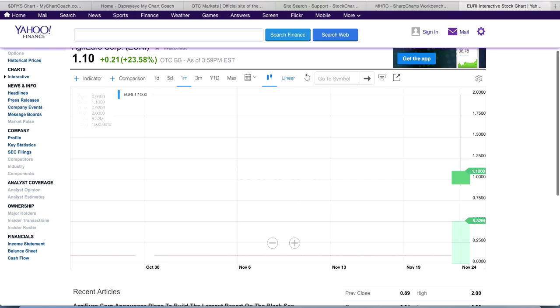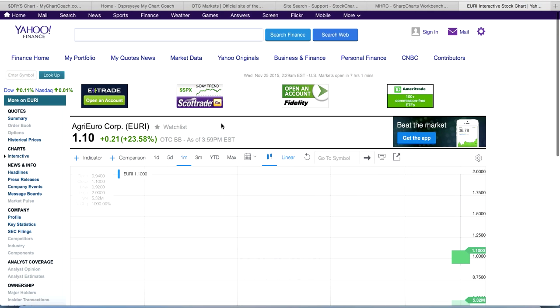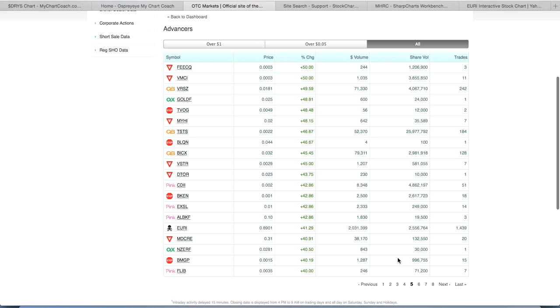And yeah, it's not showing up on this chart. It doesn't show up on this chart, so I didn't even mess with this one. I usually just don't even mess with it if it's not showing up on there.